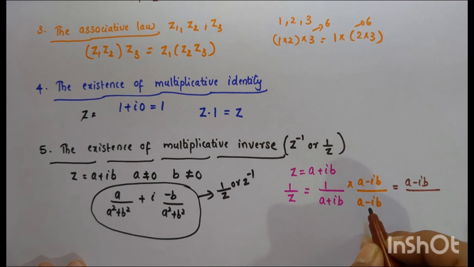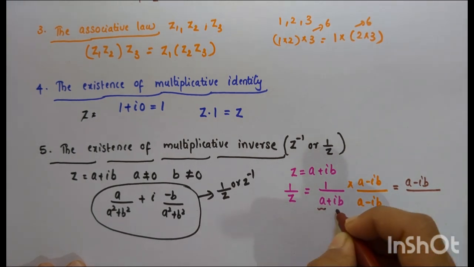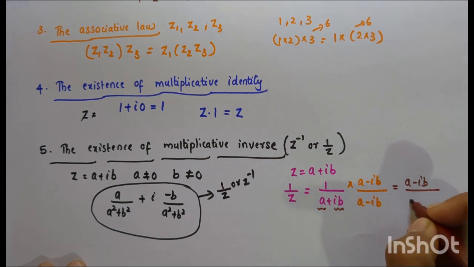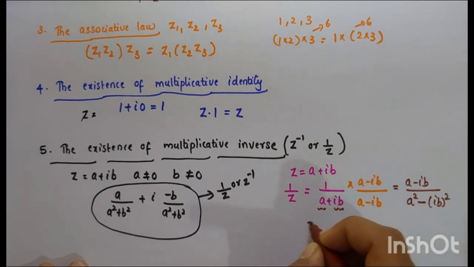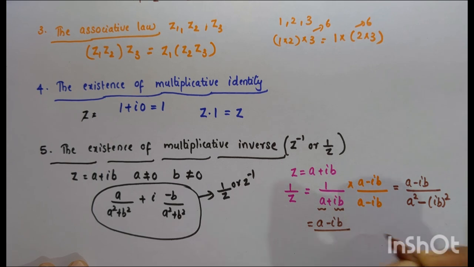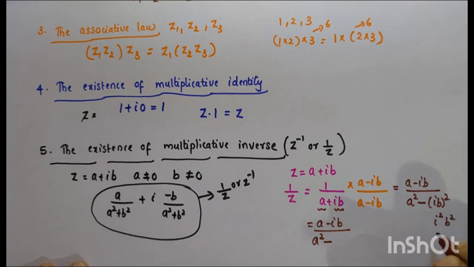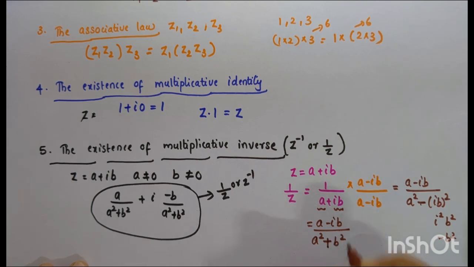In the denominator, this is like (a plus b) into (a minus b) form now. (a plus b) into (a minus b) is actually what? a square minus b square. So here a is a, b is ib. So a square minus (ib) all square. Okay, so that is equal to a minus ib divided by a square minus (ib) all square, which is actually what? i square into b square. i square is minus 1. So minus b square, and this minus and that minus become plus b square.